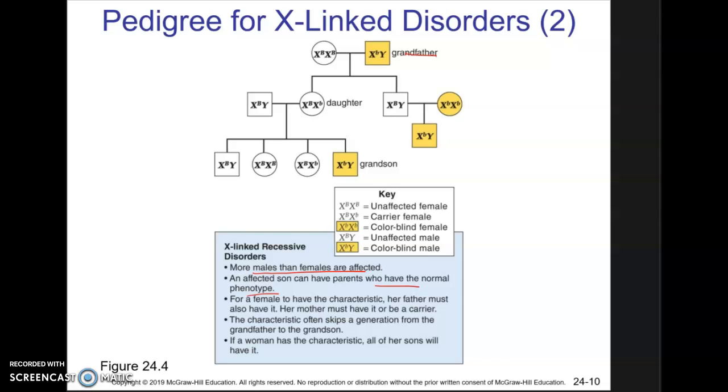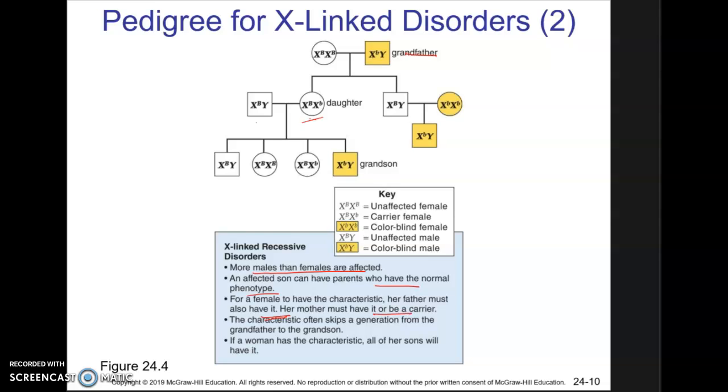So here we can have a son which is normal, but don't forget, one is going to be a carrier. For a female to have a characteristic, her father must also have it. Remember that. For a female to have it, her father must have it, and her mother must have it or be a carrier.